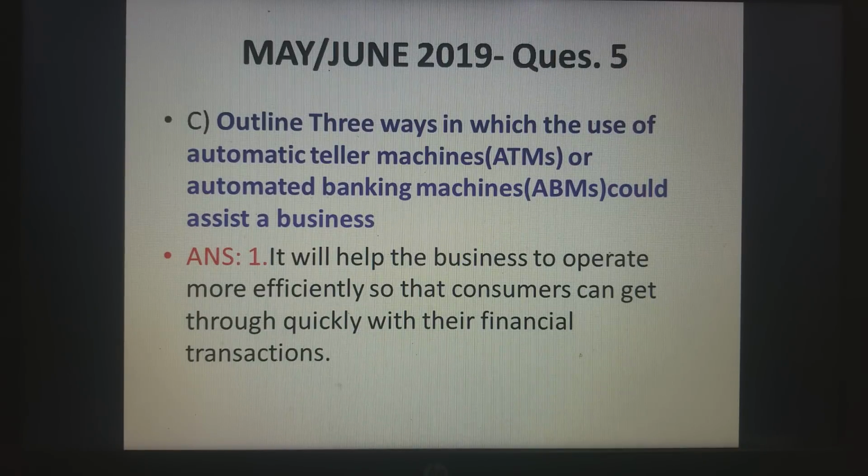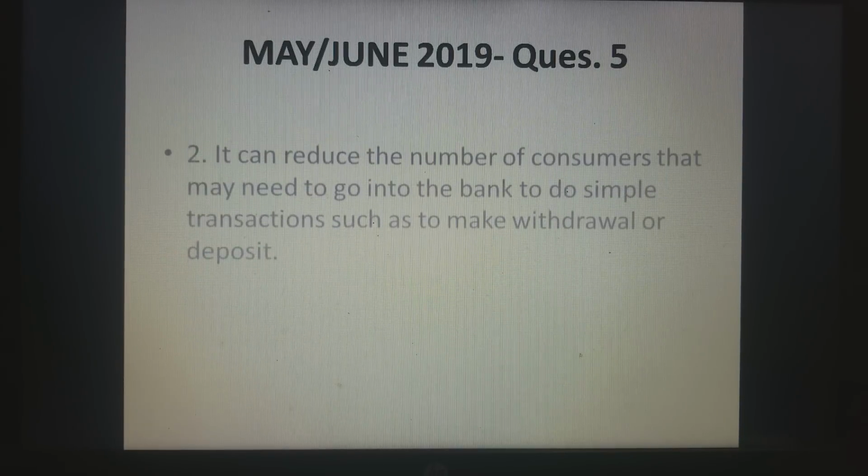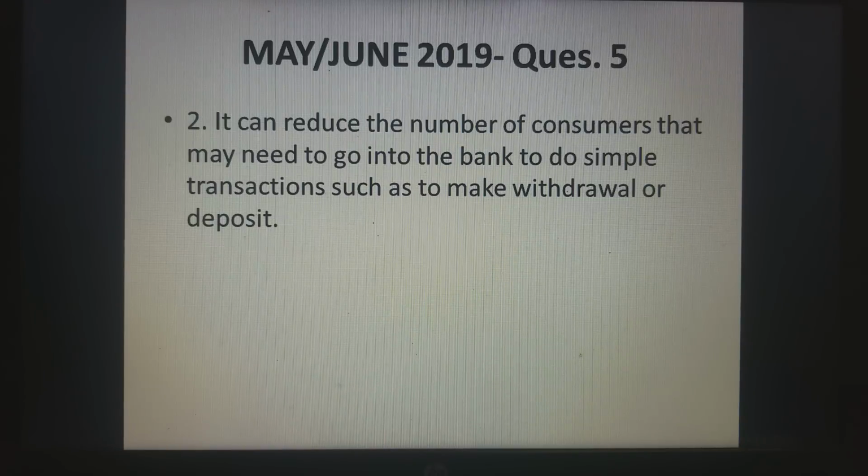Why? So that consumers can get through quickly with their financial transactions. You will see in many of our banks or financial institutions, there is an ATM machine, yes, an ABM machine. What are they seeking to do? To make sure that customers are able to do their financial transactions faster. The second reason is that it can reduce the number of consumers that may need to go into the bank to do simple transactions such as to make withdrawals and to deposit, right?